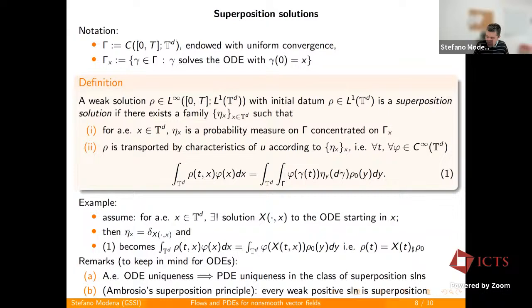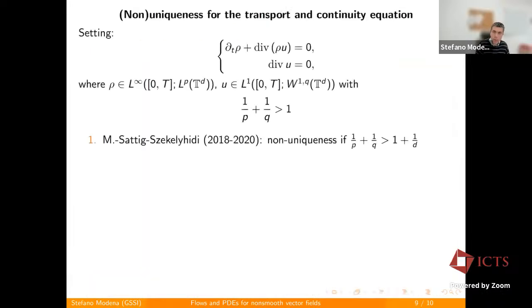Let me go briefly to slide number 9, where we were discussing the state of the art that we were discussing before. So uniqueness and non-uniqueness for the PDE, and I mentioned this result of myself in collaboration with Gabriel and Laszlo, where we show non-uniqueness of weak solutions under this partial complement of DiPerna-Lions. And then I promised two developments. Well, the two developments are in the class of superposition solutions.